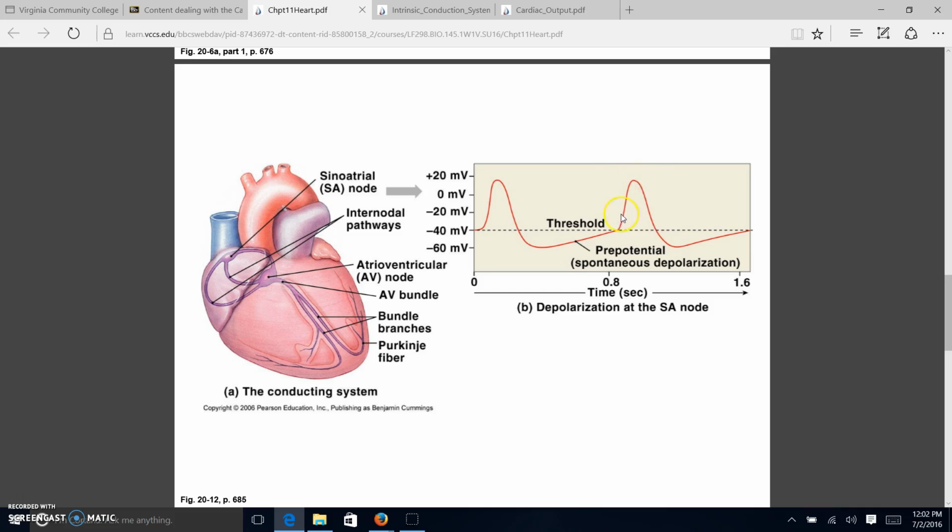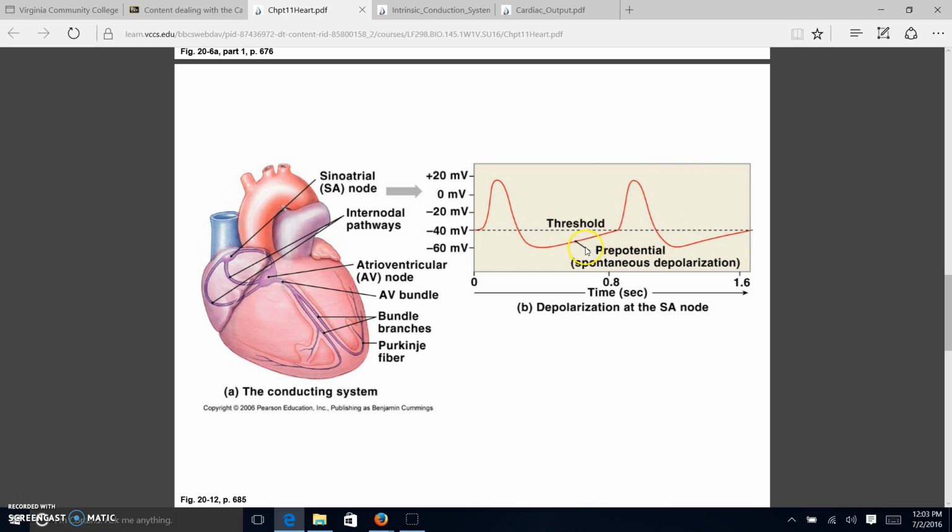Calcium rushes in, and this portion of our graph is actually called depolarization. Now, once we cross zero, that actually triggers the potassium channels to open up, and potassium then leaves the cell and goes outside the cell, and that is responsible for this part of the graph, and that's going to be repolarization. We are repolarizing. We went from negative to positive. Now we're going from positive back down to negative. So we are repolarizing as potassium leaves.